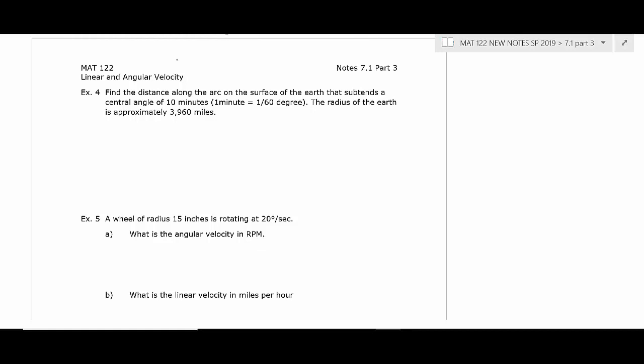All right, so again, let's read this problem, and it's always good to kind of write down what you're given in these problems. Okay, so this says find the distance along the arc on the surface of the Earth that subtends a central angle of 10 minutes. 10 minutes is a fractional part of a degree, so it's a 60th of a degree. And then the radius of the Earth is approximately 3,960 miles. Okay, so just for a little visual perspective on this, I'm going to draw a circle to represent the Earth.